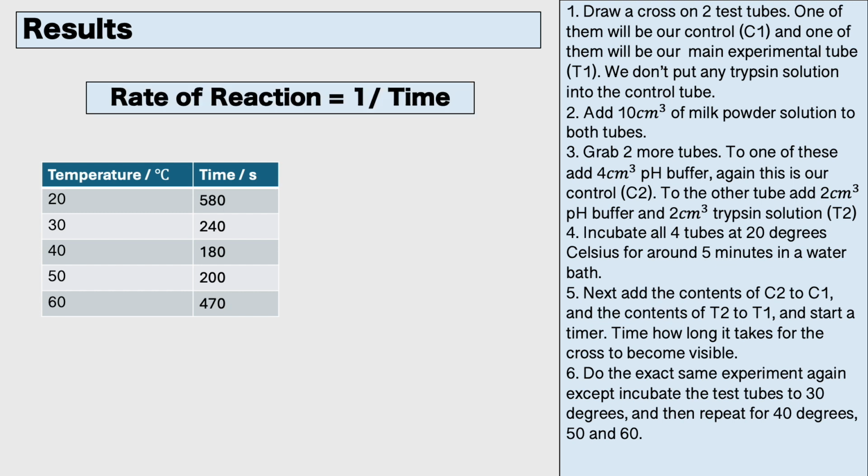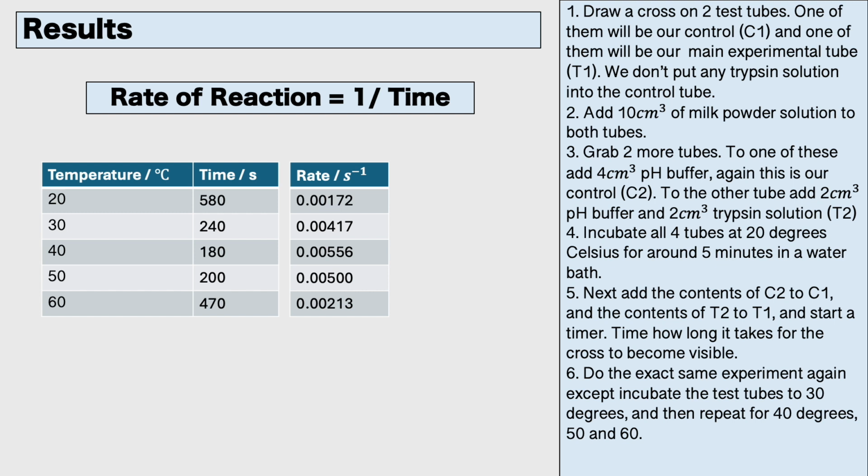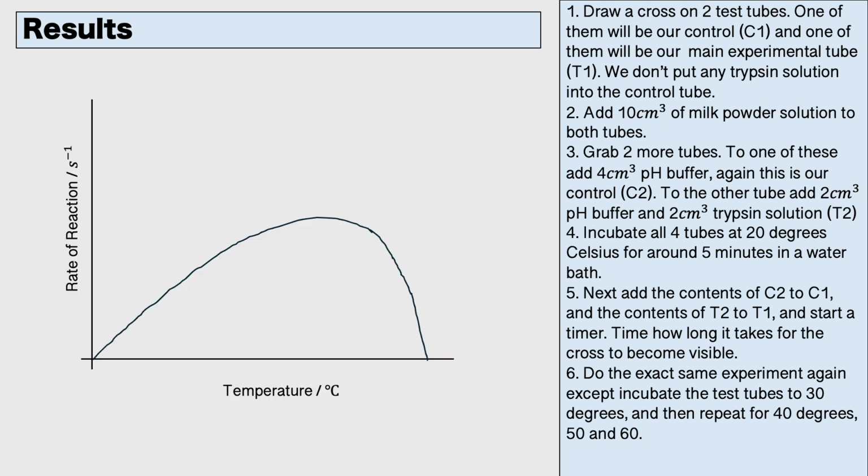We're going to do 1 divided by the time to find the rate of the reaction. Notice how the rate has the units s to the minus 1 because 1 divided by s is the same as s to the minus 1. If we graph our results, it should follow this sort of shape. The rate of reaction increases as temperature increases up until a certain point, which is the optimum temperature. Then the rate of reaction decreases until a stop.